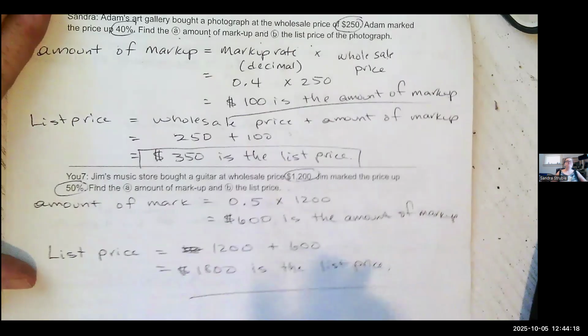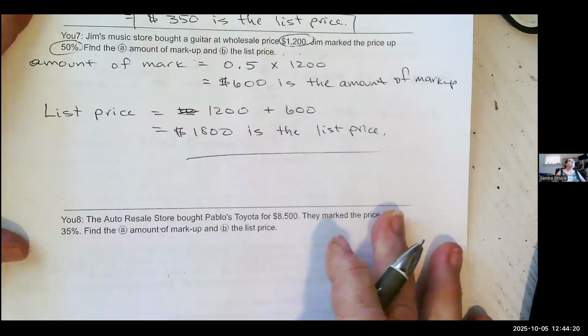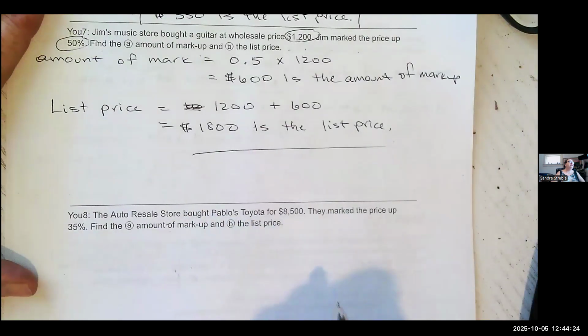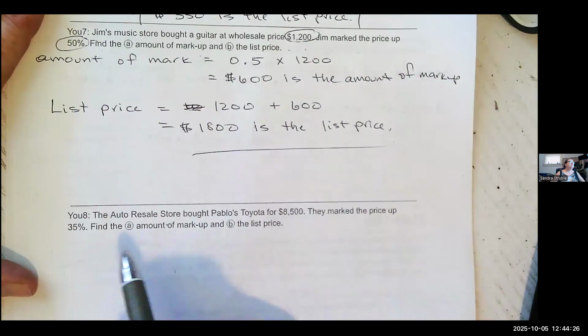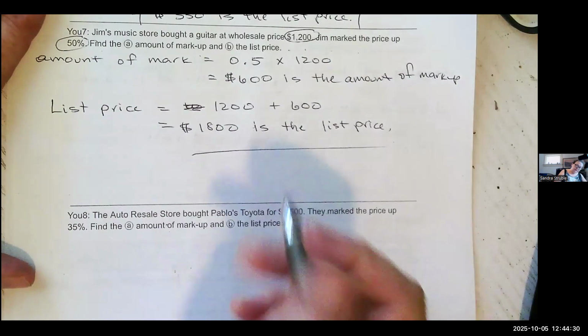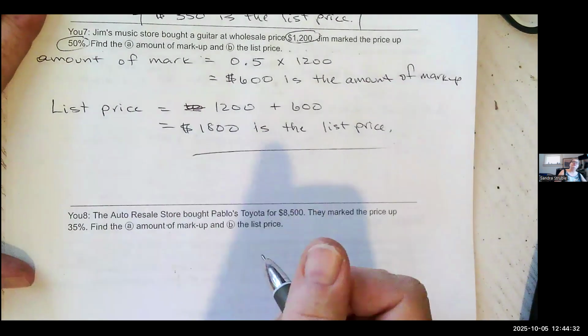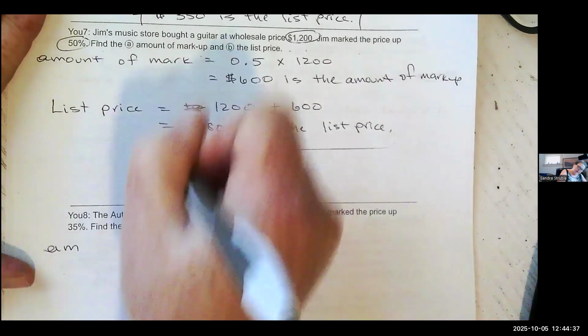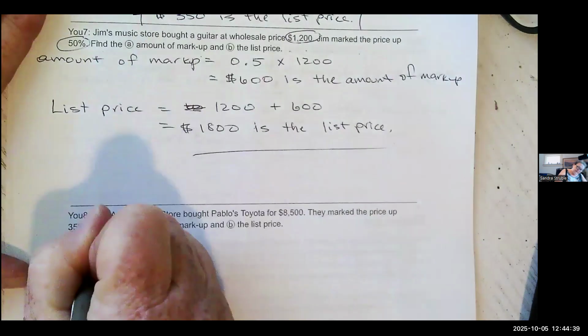All right. The auto resale store bought Pablo's Toyota for $8,500. They marked the price up 35%. Find the amount of the markup and the list price. So pause the video if you haven't done this one, and then come back to see how you did.